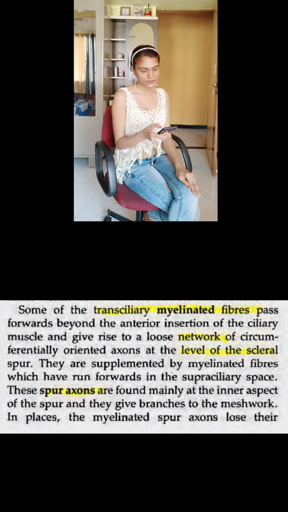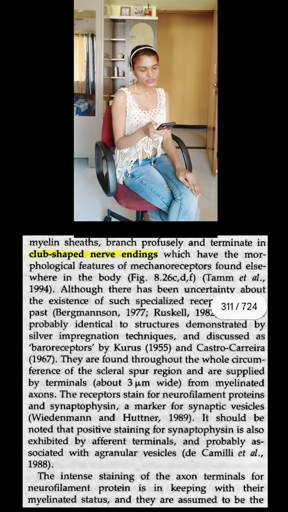In places, the myelinated spur axons lose their myelin sheaths, branch profusely, and terminate in club-shaped nerve endings, which have the morphological features of mechanoreceptors found elsewhere in the body. Although there has been uncertainty about the existence of such specialized receptors in the past, they are probably identical to structures demonstrated by silver impregnation techniques and discussed as baroreceptors by Cruz in 1955 and Castro Carrera in 1967.